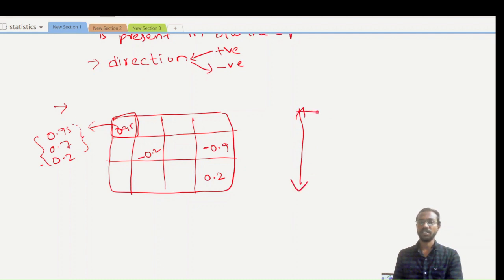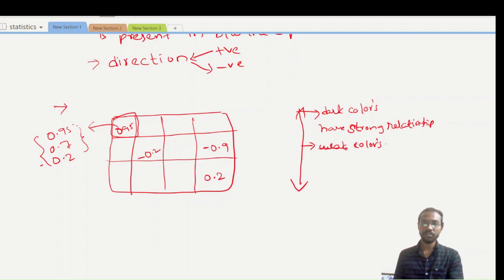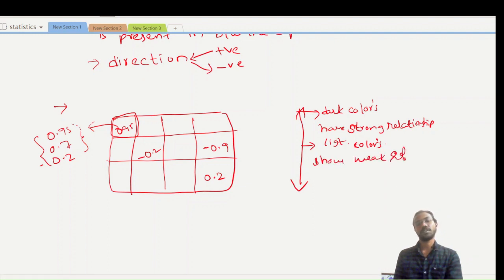This bar will indicate that dark colors mean a strong relationship, and light colors show a weak relationship. Okay, weak relationship. Here to here we consider as positive, here to here we consider as negative.